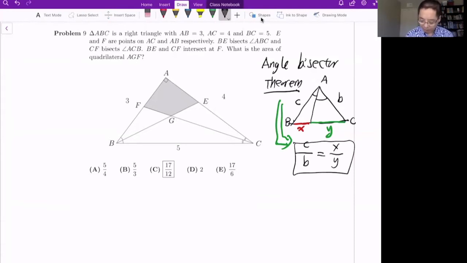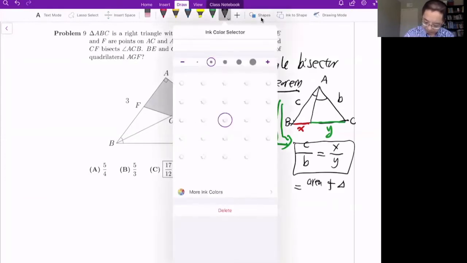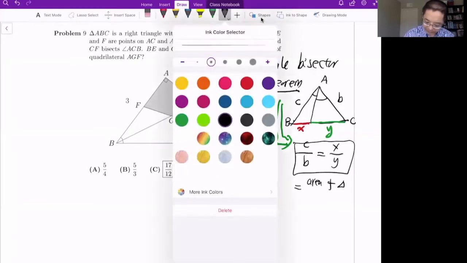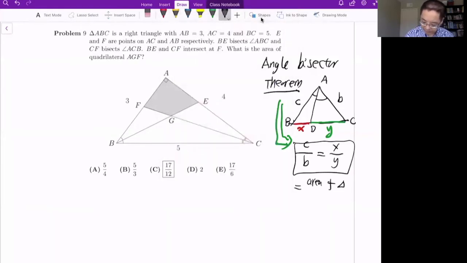Well, both of these fractions are ratios of areas. Let's put this point as D. So this is D. Then this is the area of triangle ABD over the area of ADC. Both of these two fractions equal the ratio between the areas of the two triangles.